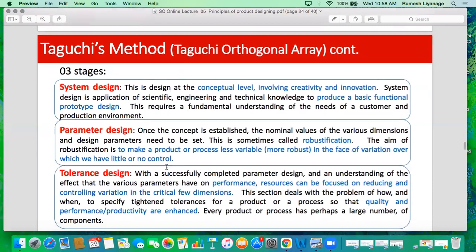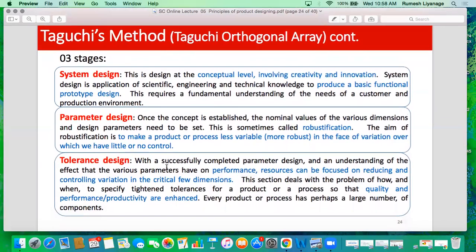And there are 3 stages in using Taguchi's design: the system design, parameter design, and tolerance design. These are the 3 stages. So we can't use Taguchi's design directly, but we have to consider each stage in the design.